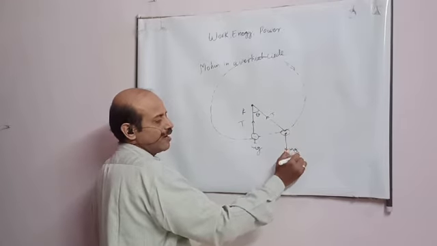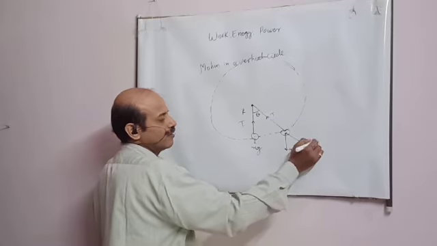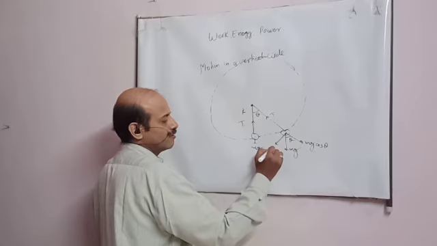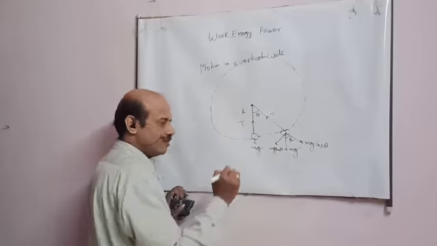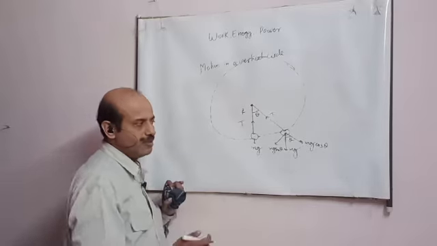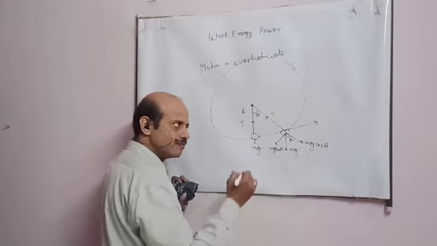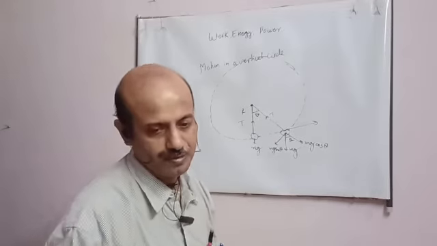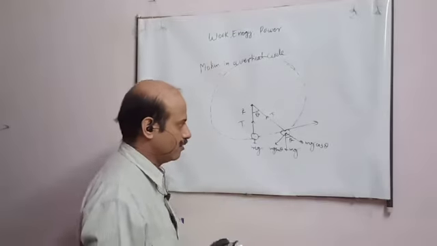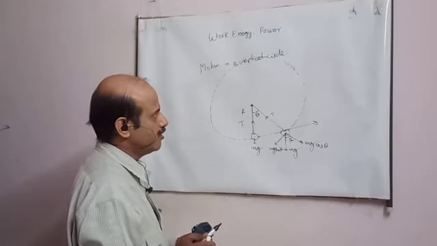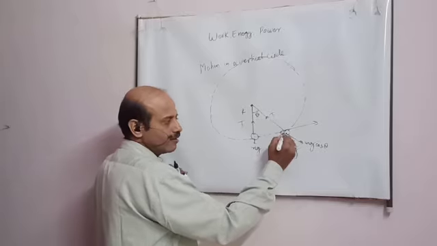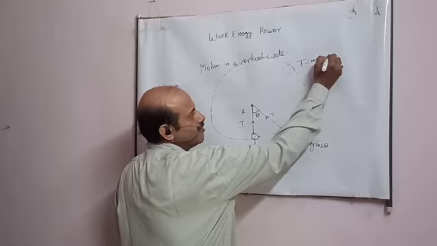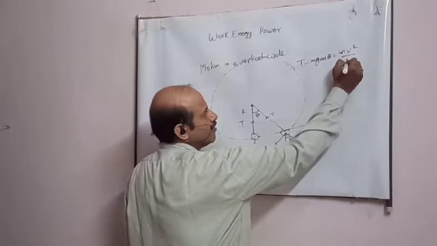These are the forces which are acting. This angle is theta, mg cos theta, mg sin theta. Now, student, this ball would have gone this way, but something is binding it to move in a circle, and that is the centripetal force, student. So at this position, how much is the centripetal force? T minus mg cos theta equals mv square by r.